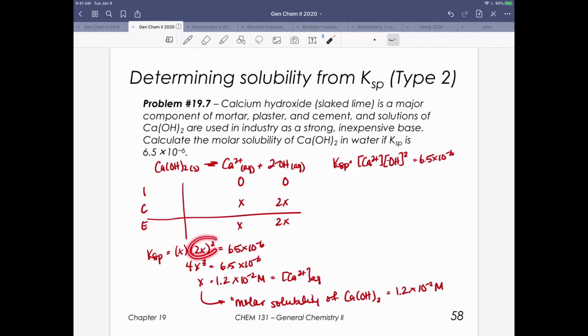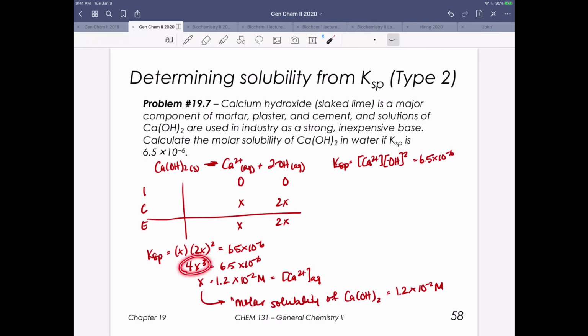Make sure that you don't just write 2X and then the squared by the X. That 2 applies to both of these species. So this ends up being the quantity 4X cubed equals our KSP value. Okay, so a classic place that students make mistakes is not making sure to either include that exponent or to distribute that exponent to both the coefficient and the variable.